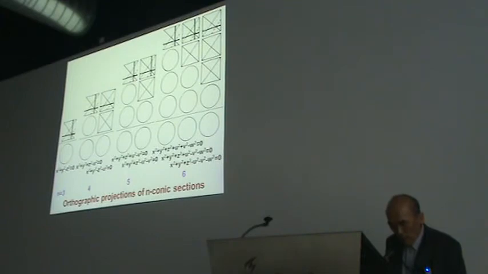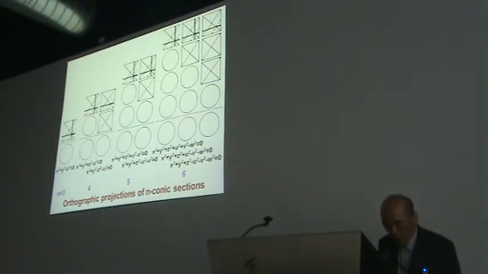In general, an n-dimensional cone may derive n minus one dimensional quadratic hypersurfaces as the n-dimensional conic sections when it is cut by n minus one dimensional space. This slide shows outline of orthographic projections of the 3 to 6 dimensional conic sections. All possible arrangements of the cutting space are shown by bold or dashed lines on each highest dimensional front view.